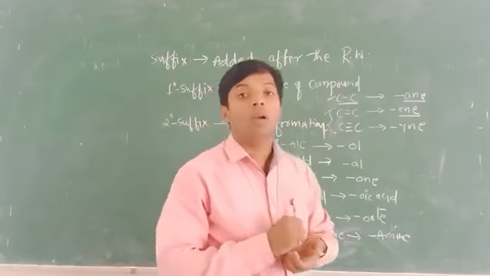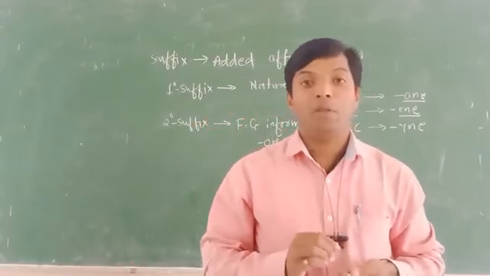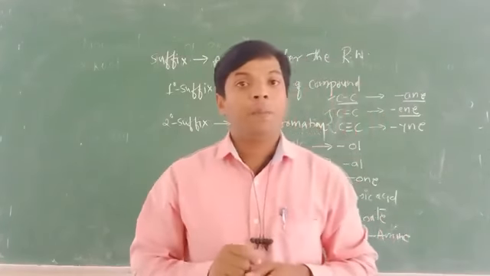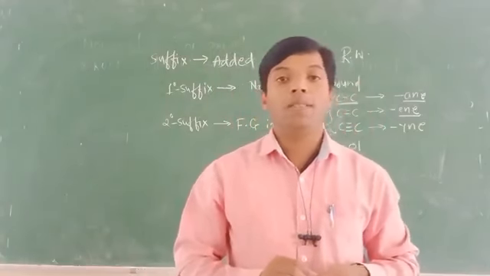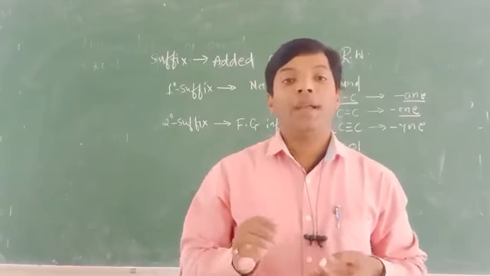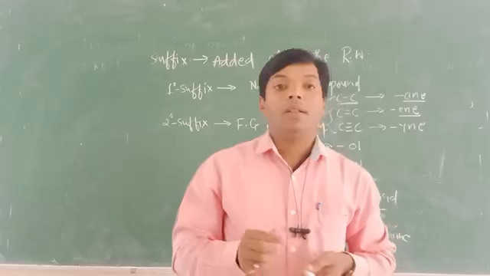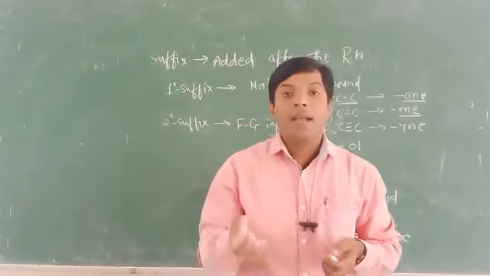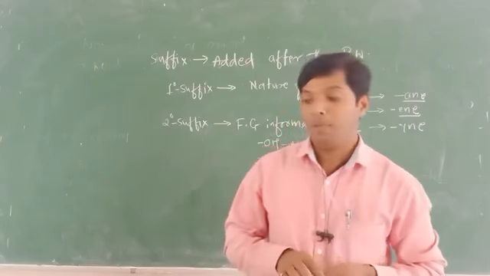Now how to write down the correct IUPAC name? If you want to write the correct IUPAC name, there is a formula. Which is the formula? Primary prefix plus secondary prefix plus root word plus primary suffix plus secondary suffix. You will get the correct IUPAC name. Whatever information there is, maybe primary prefix, secondary prefix, primary suffix, secondary suffix, if you feed that information into the formula, you will get the correct IUPAC name.